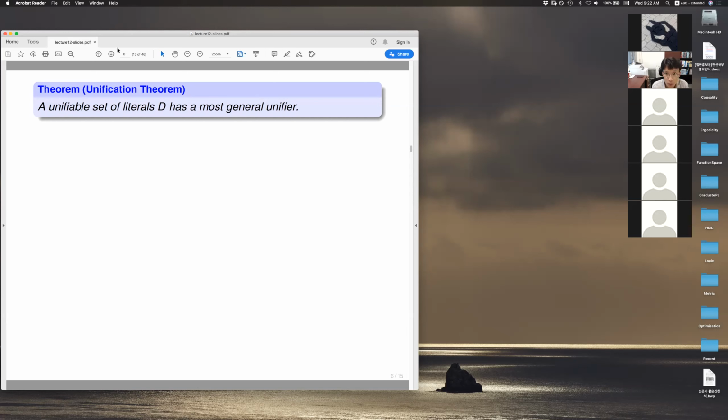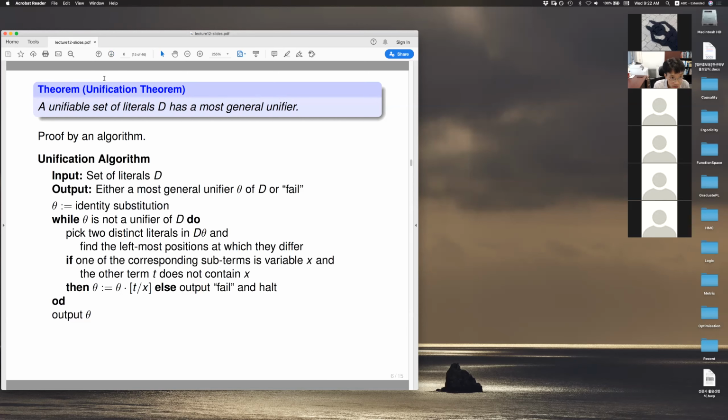Okay. Now, how to prove this? The proof is actually by an algorithm. So this algorithm, given a set of literals, actually answers whether this set of literals is unifiable or not. If it is unifiable, it will produce a most general unifier. Okay, so that's what the algorithm does. So it's given a set of literals D, and then it either says this set of literals is not unifiable, so it returns fail, or it returns a most general unifier. I will call it MGU. So it will return MGU of D.